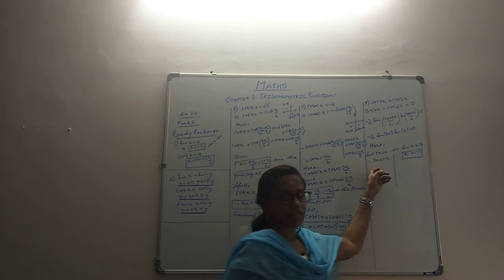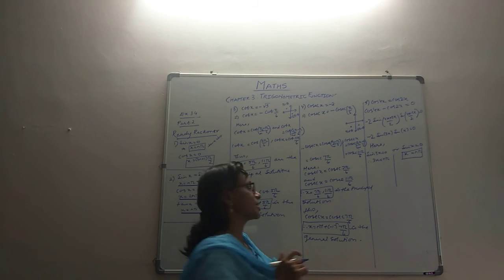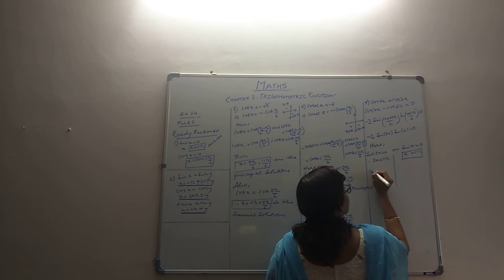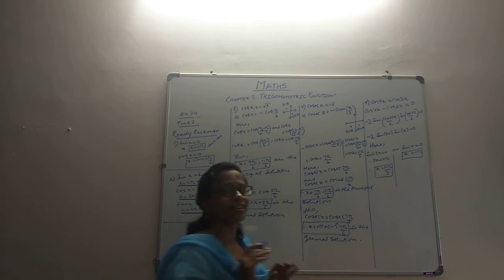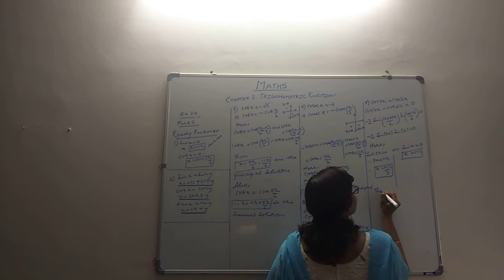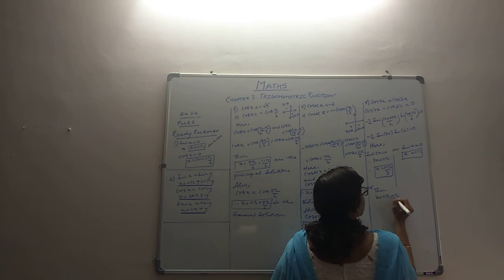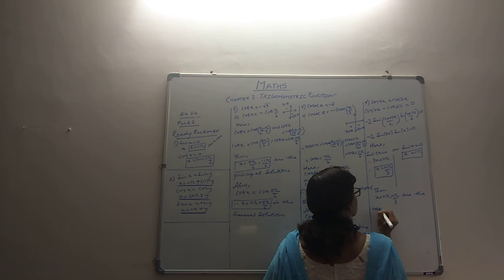But the other is not so direct because we have 3x and we want x, right? So let the 3 come to the other side. When you take the 3 to the other side, it becomes n pi by 3. These two are the general solution. So we can write x equal to n pi and n pi by 3 as the required general solution.